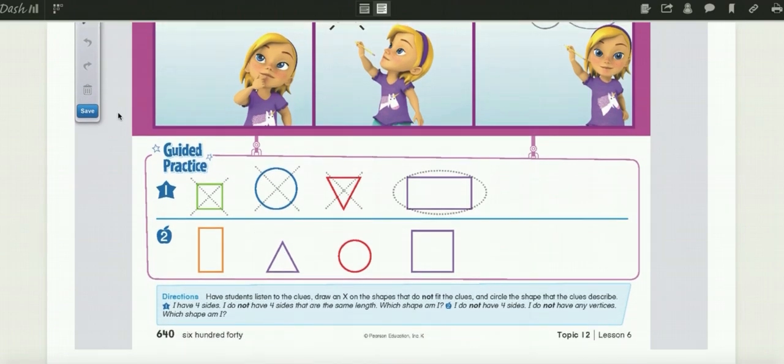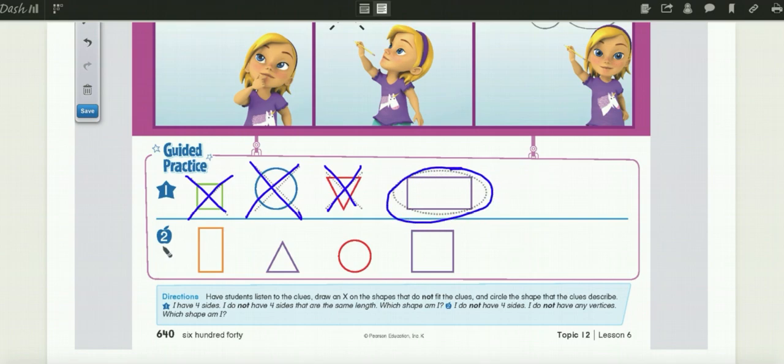So the shape we know has 4 sides. 1, 2, 3, 4. This has no sides, so we're going to put an X on it. 1, 2, 3. So this cannot be it. 1, 2, 3, 4. I do not have 4 sides that are the same length. These are all the same length, so we're going to cross this one out. This one has 2 sides that are the same, and these 2 sides are the same. So this has to be our shape.